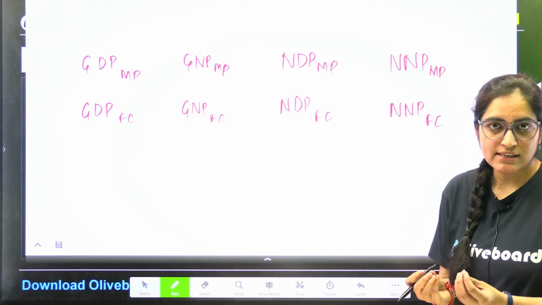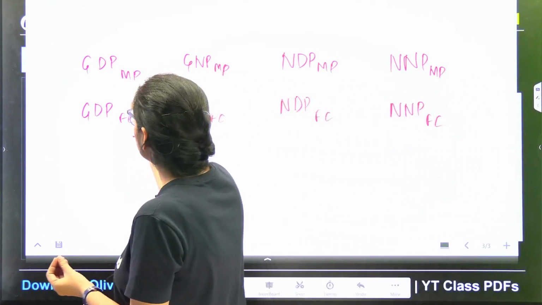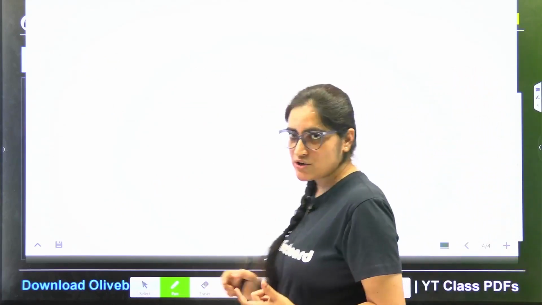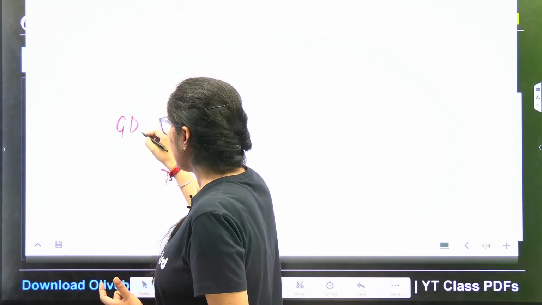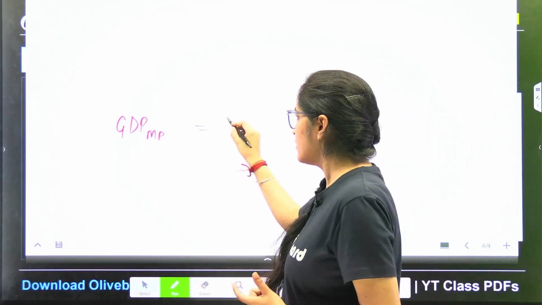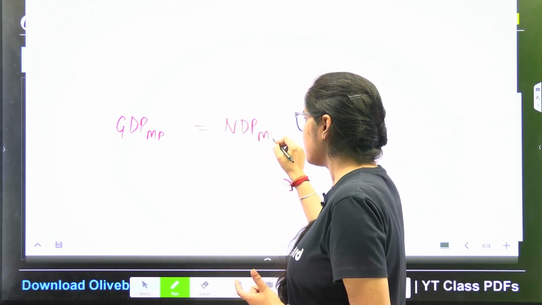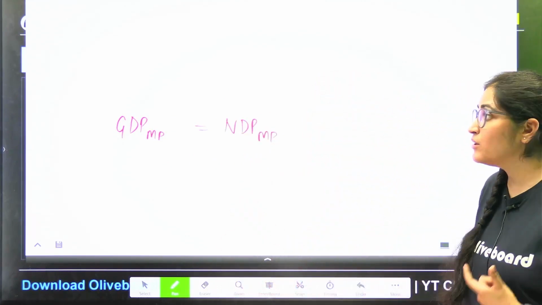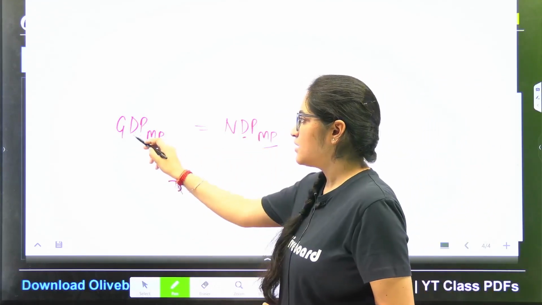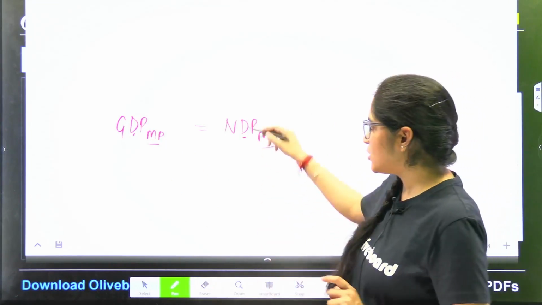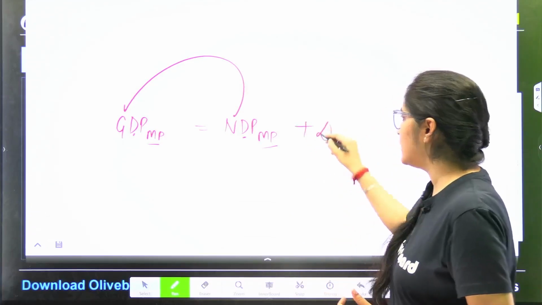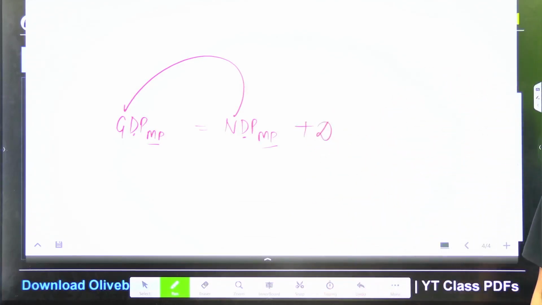Now I hope you are able to understand the difference between GDP MP and NDP MP. Now let's suppose I give you this question where I am asking you GDP MP. How will you calculate GDP MP given I have given you NDP MP? Simply you can see market price is same, domestic, here also domestic. So just one parameter that you have to change is from net to gross. Certainly what you are going to do is you will add depreciation. That is how you are going to find it out.